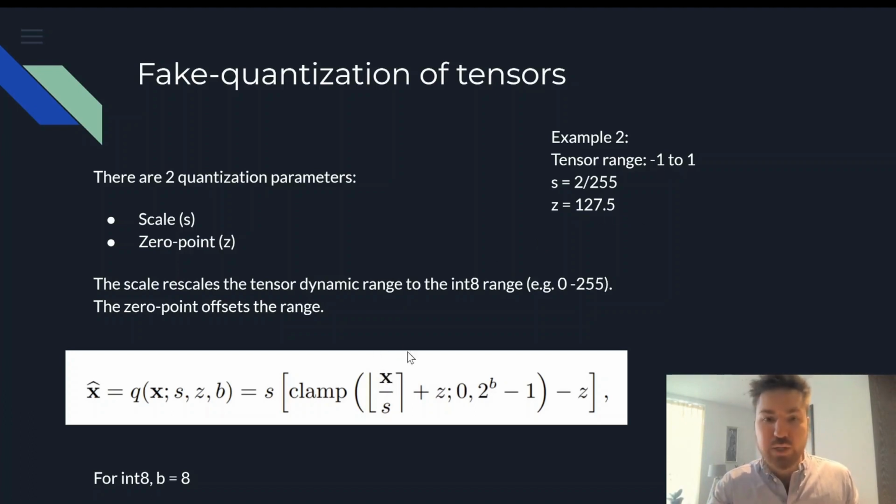We take this minimum value of -1 divided by the scale. What is that going to give us? That's going to give us, I think, -255 divided by 2, which is -127.5. That's going to get rounded, and we'll say that's -127. And then we add this 0 point, which is 127.5. In practice, when we actually do this fake quantization operation in PyTorch, this 0 point might be equal to 127.5, but it gets rounded, yeah?